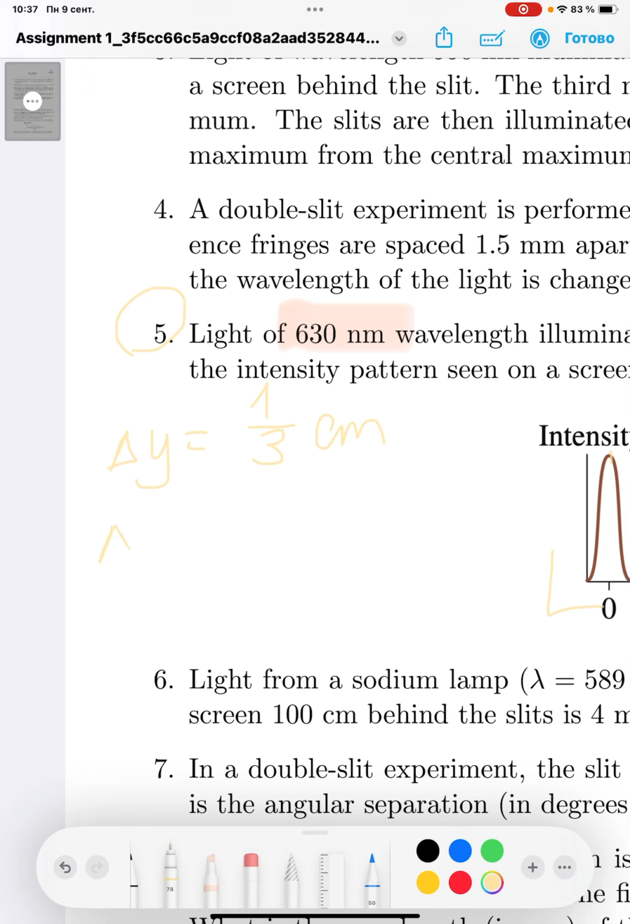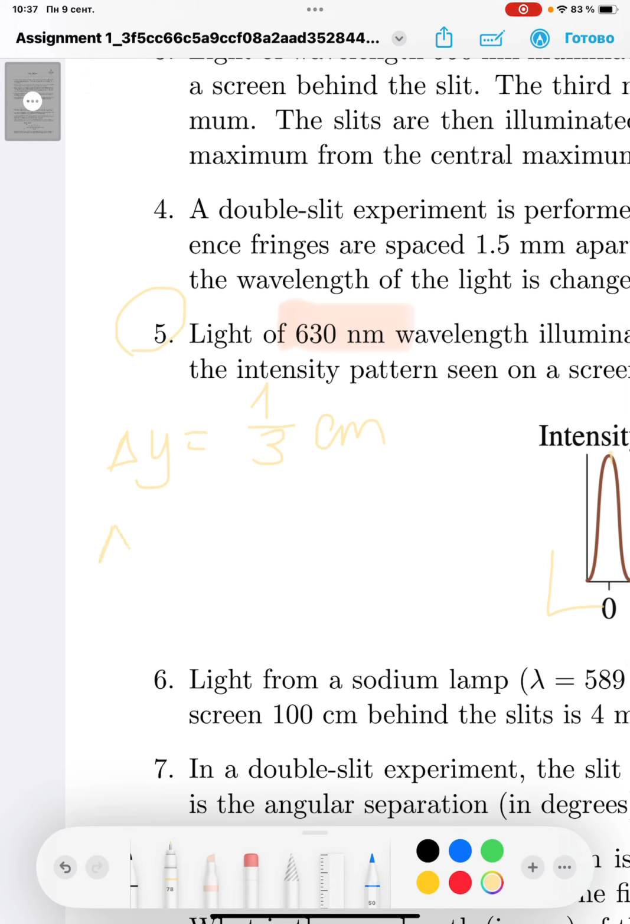By this formula we can express L. It will be delta y times d over lambda, and here we can find it by putting in their amounts, and L will be, by calculating, 1.32 meters. Let's focus on accuracy and convert our units to what we need. And let's look at the second exercise.